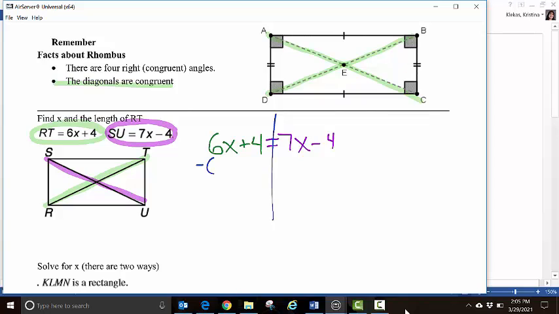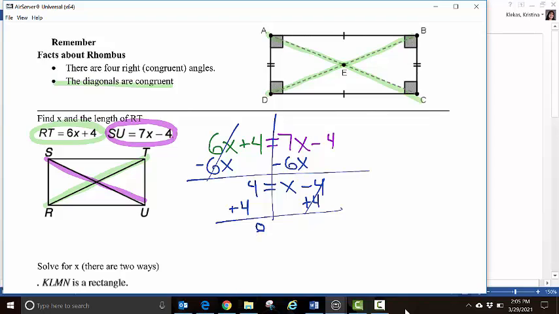The goal is to get all the x's on the same side, so I'm going to minus 6x, just because I don't like negatives. So 4 equals x minus 4. You should be writing this down. Add 4 to both sides. And x is 8. I did not finish the question yet, though, because it wants the length. Well, RT is 6 times 8 plus 4. 6 times 8 is 48. Plus 4 is 52. So from R to T, that is 52.